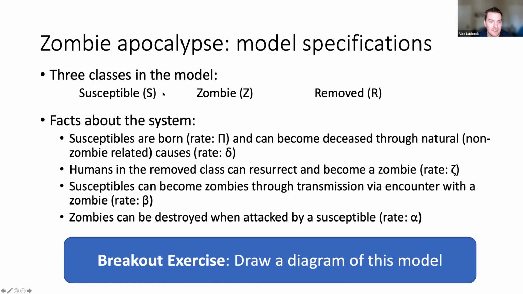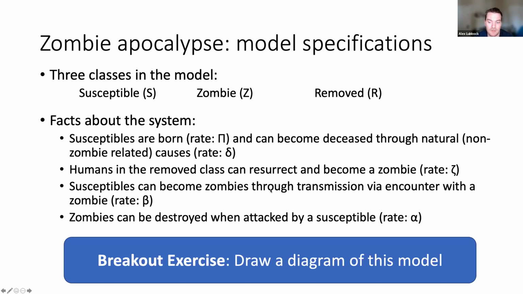So there are 3 classes of what you might call the equivalents of the molecular species, but 3 groups: susceptible, which is ordinary people, the zombies, and removed, which are basically the people who are not in the other 2 groups. So the facts about the system and how it works: susceptibles are born at some rate pi and can become deceased through natural non-zombie related causes at some rate delta. Humans in the removed class can resurrect and become a zombie at some rate zeta.